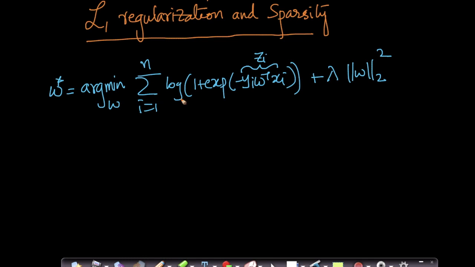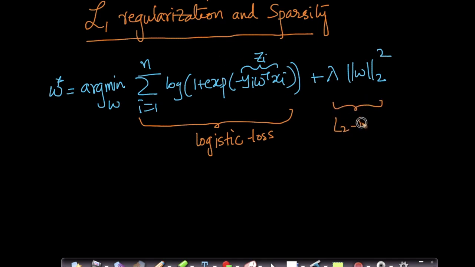Just to explain the notation, this is your loss function. This part is also called the logistic loss. I'll explain why it is called loss when we look at the loss minimization interpretation of logistic regression. This is called the logistic loss. This is called the L2 regularizer. Why is it called the L2 regularizer? Because we are using the L2 norm of W to regularize.